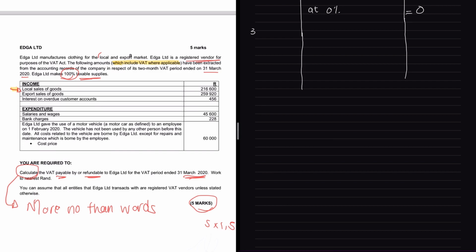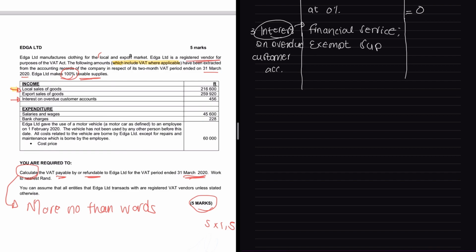Okay, number 3, this is where we're at now. We're told we have interest on overdue customer accounts. Again, what is interest? Interest is a financial service. So what does that mean? If something is a financial service, it is an exempt supply. Exempt supply is not a taxable supply, thus we have no VAT consequences. And you can put nil for that. Okay?